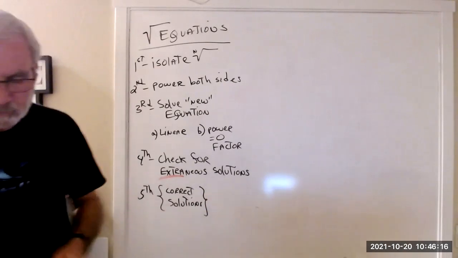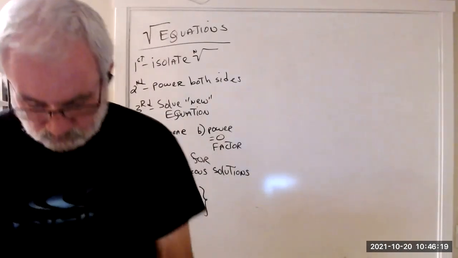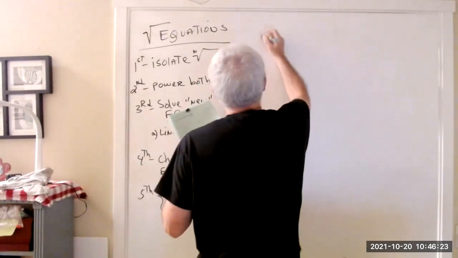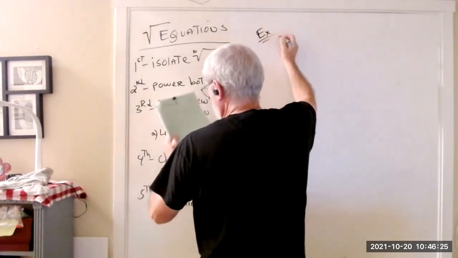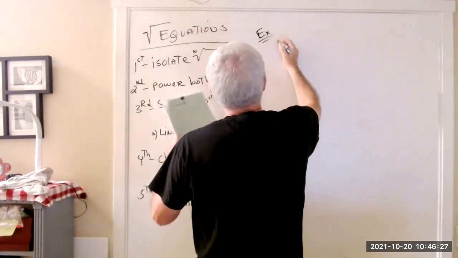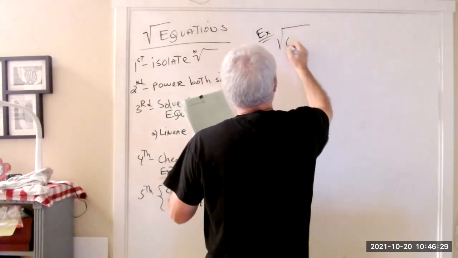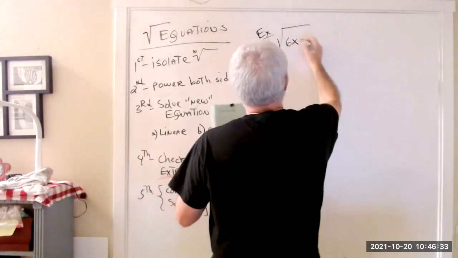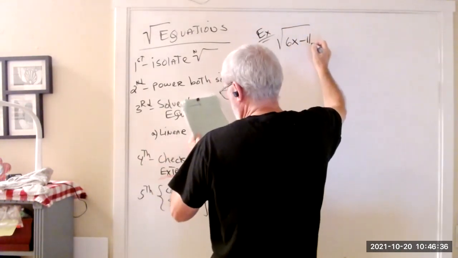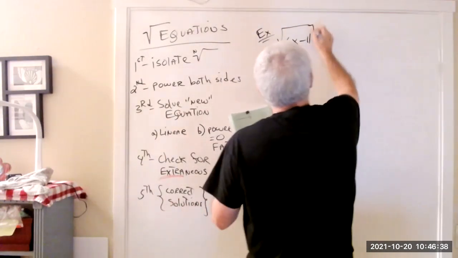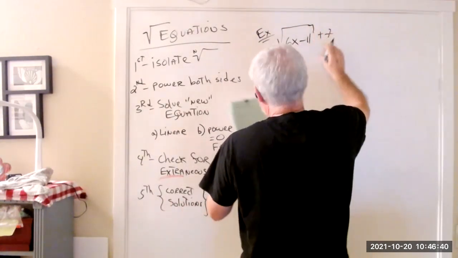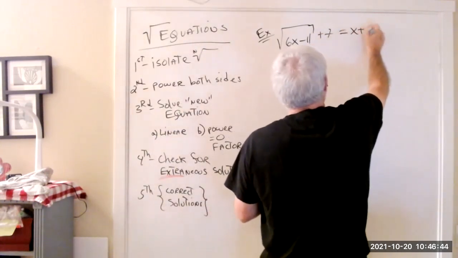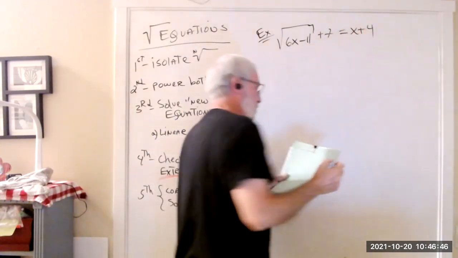So with that, I have the square root of 6x minus 11 plus 7. Notice the 7 is not inside the square root. Equals x plus 4.